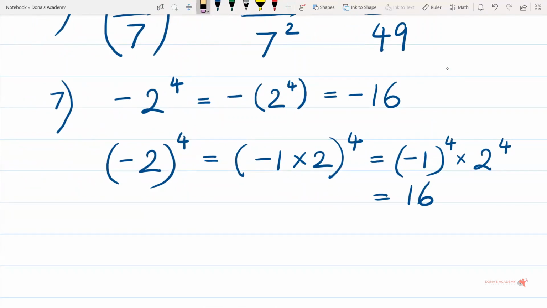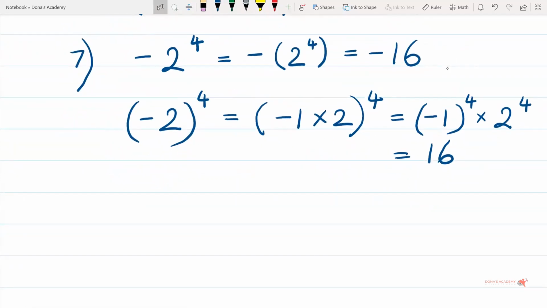But in the previous case, it is negative. So you have to be very careful if you are taking exponents of a negative number. Be careful with the parentheses. I mean even power, right? Next one.